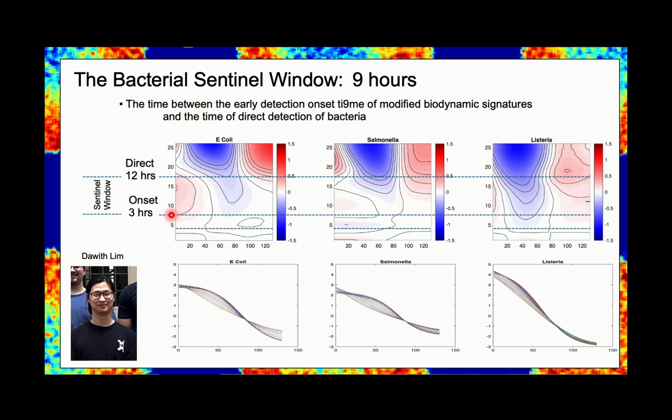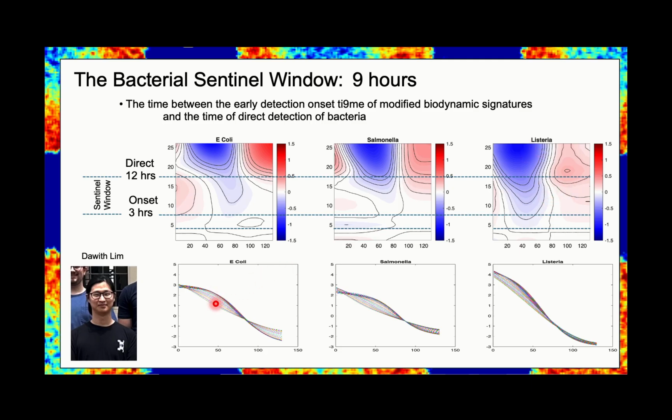And then about 3 hours later, you start to pick up your initial sentinel response of how the tissue is responding to this very early infection by the bacteria. And that'll go on for about 9 hours before the bacteria actually get so plentiful that they start to scatter light directly. And so most of what you're seeing up in this area here is direct light scattering by the bacteria. But there is this thing that we call the sentinel window. It's where we're detecting the change in the dynamics of the host tissue before we can really detect the presence of the bacteria directly. And so then we have the same effect for Salmonella and also for Listeria.